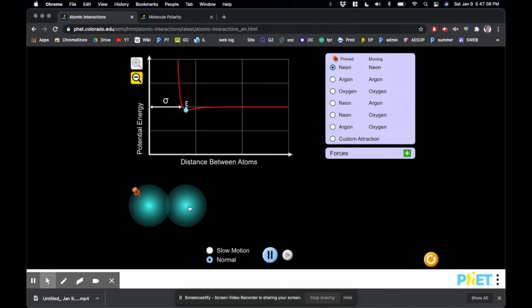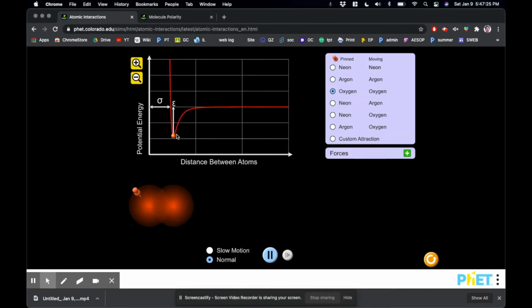Now there are a couple of important things that you'll notice. So this is for neon. Look what happens when I change it to argon. That trough is a lot deeper, which means that the potential energy is a lot lower. And look, when I put two oxygen together, it gets even lower.